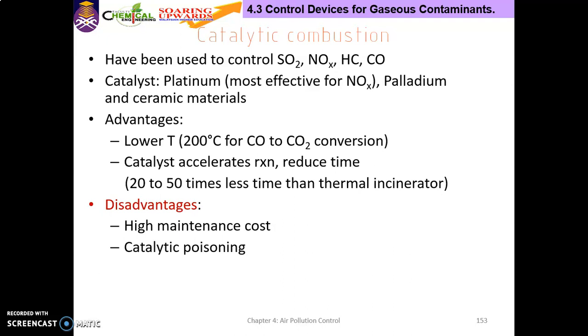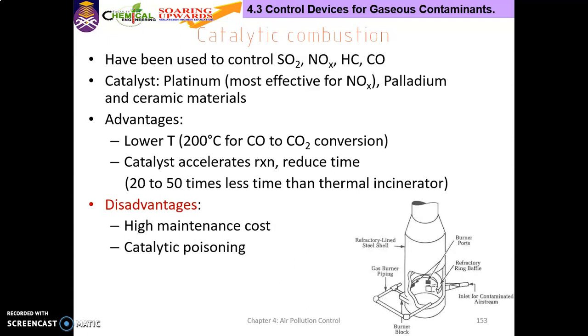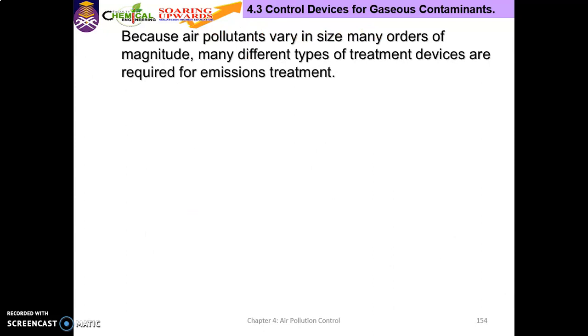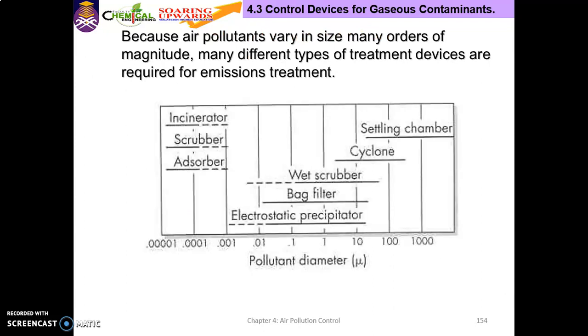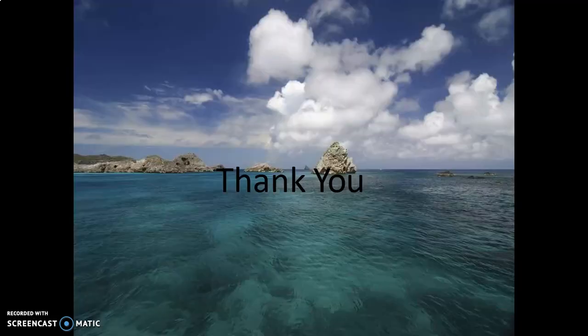Okay, so advantages: lower temperature and the catalyst reaction. The catalyst will accelerate the reaction to reduce time. And disadvantages of catalytic combustion: it requires high maintenance costs and also catalytic poisoning. Okay, so again, this is the equipment being used for certain diameter of pollutants. Okay, thank you.